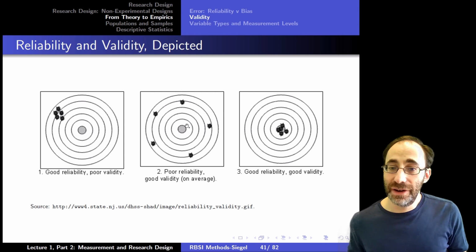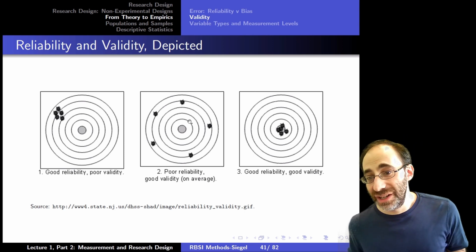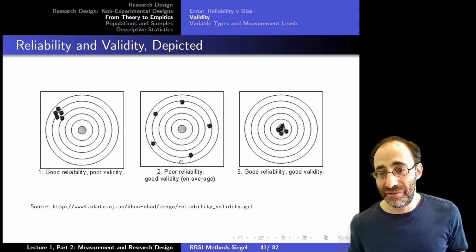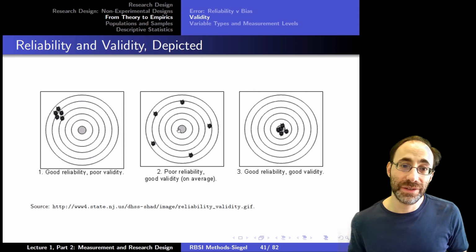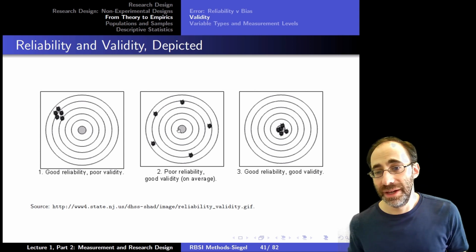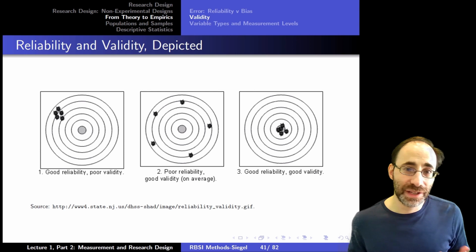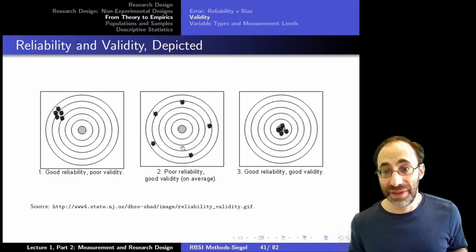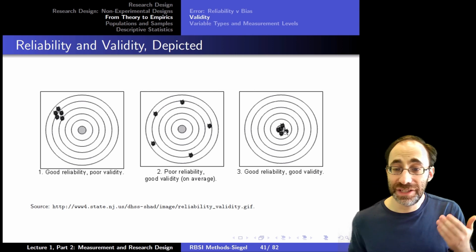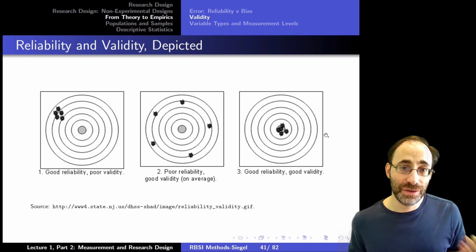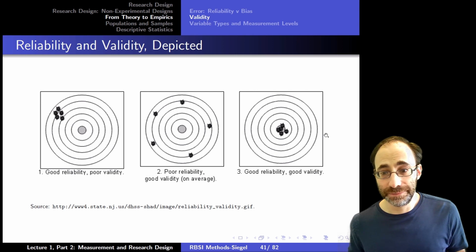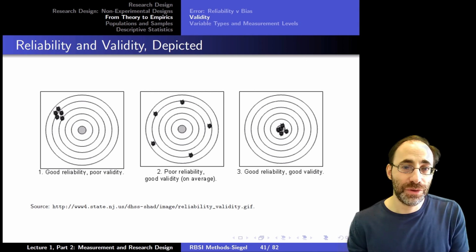And the second one is very unreliable. You're getting things all over the map. But on average, they're capturing your concept, right? The average of all these things is somewhere near the middle. So on average, they're capturing your concept. It's just that it's so unreliable, it's not super useful without taking a lot of data to average it all out. Whereas the third one is the ideal. You're getting the bullseye every single time, good reliability, low bias, or good validity. So this is the sense we're looking for here.